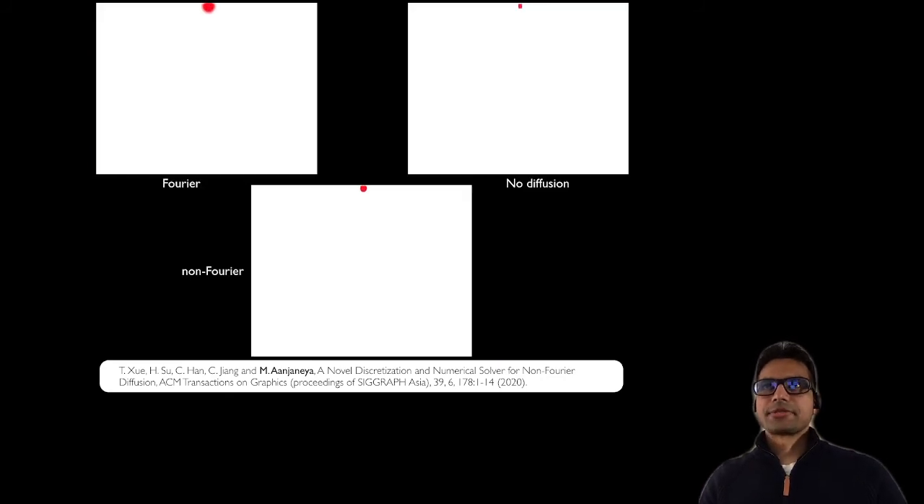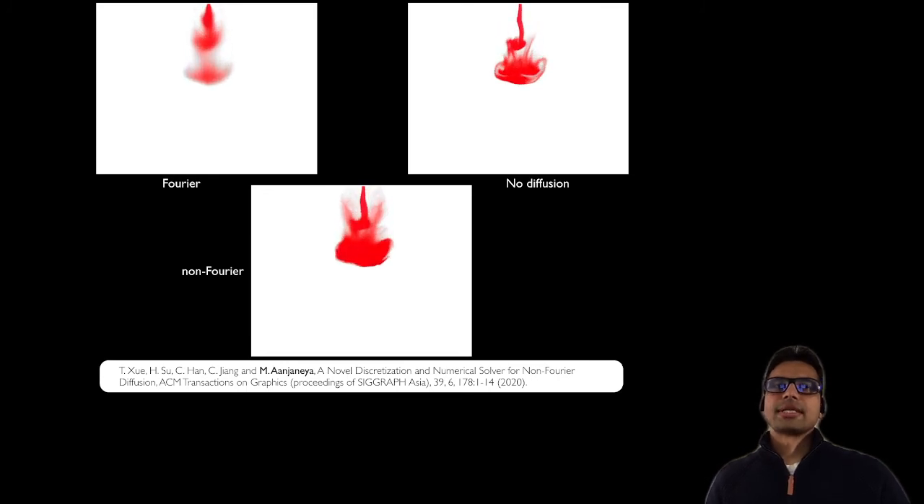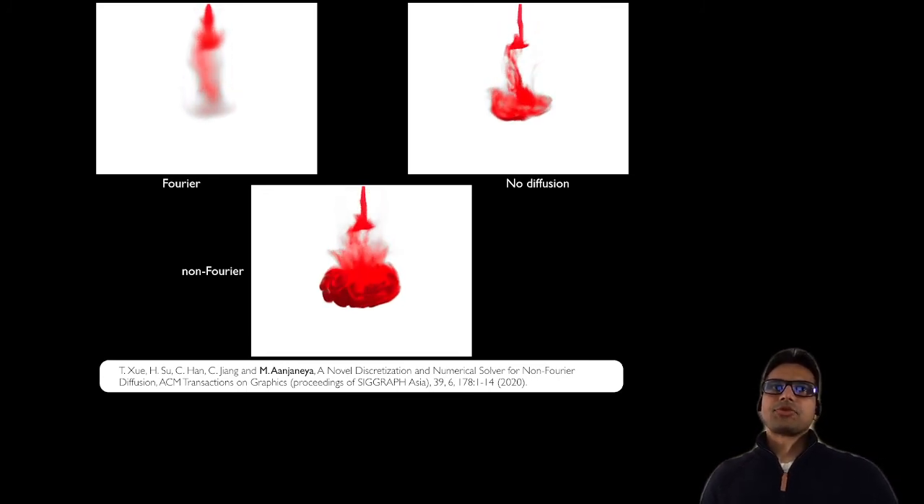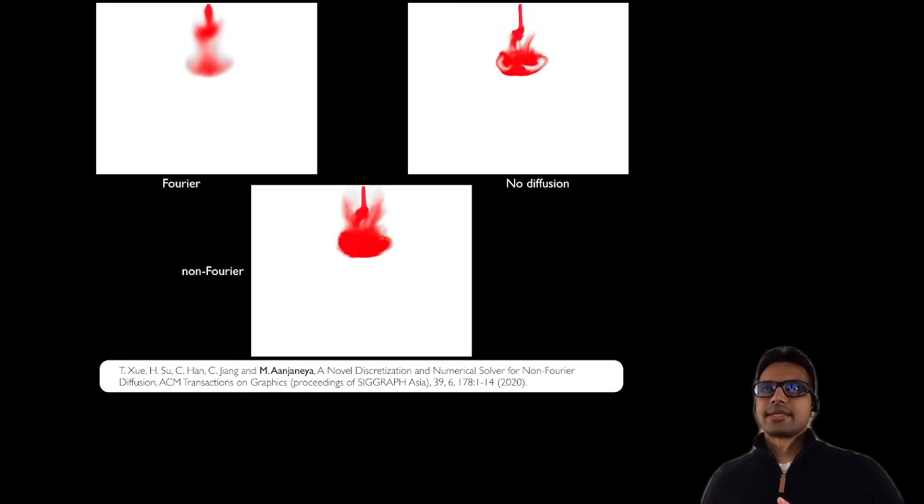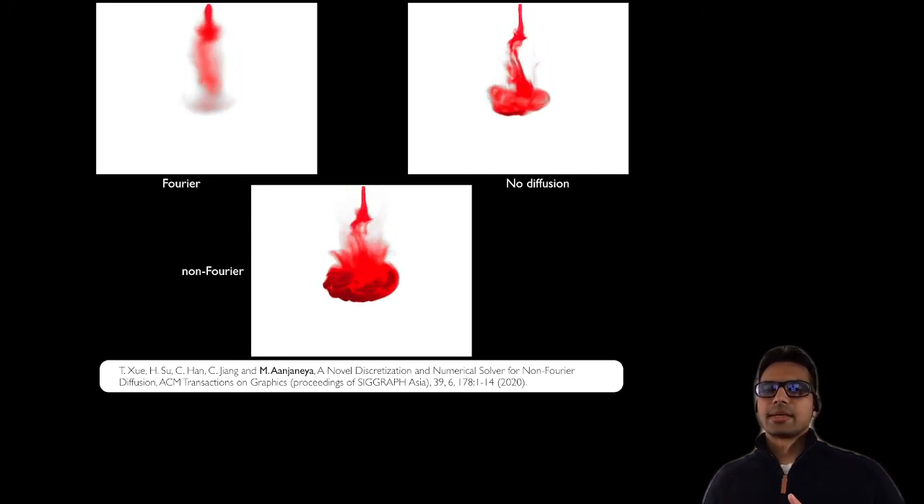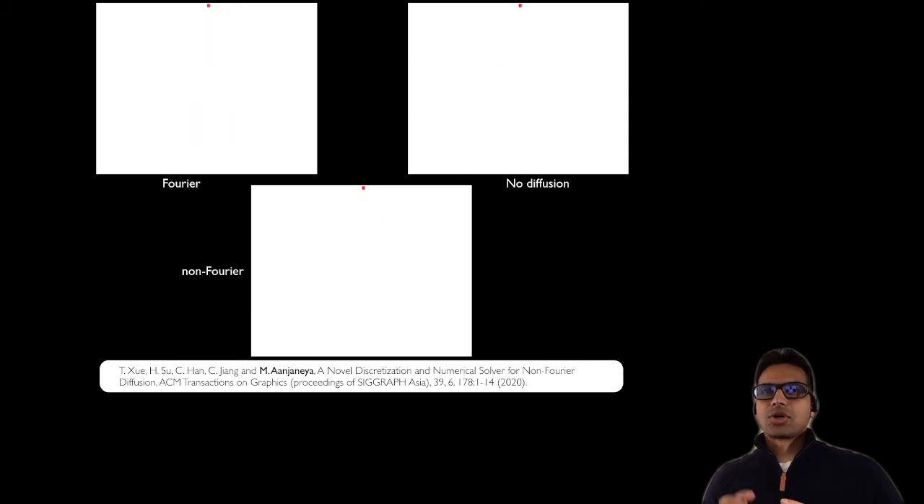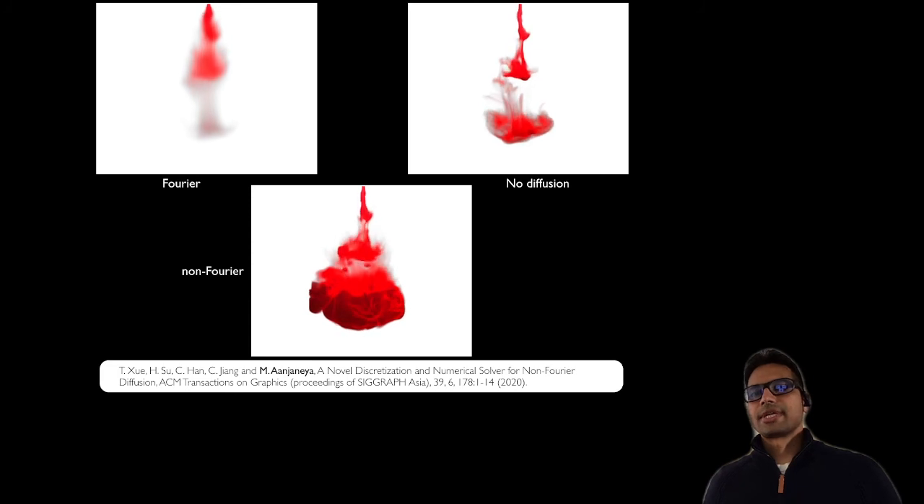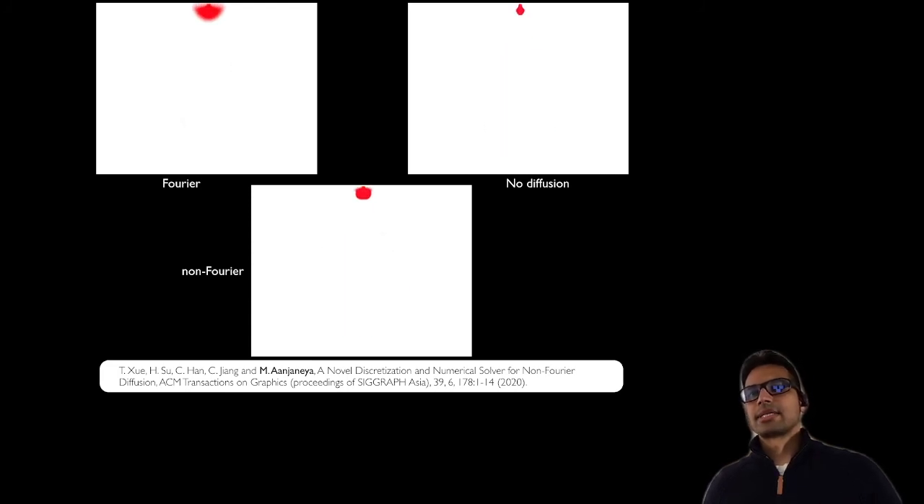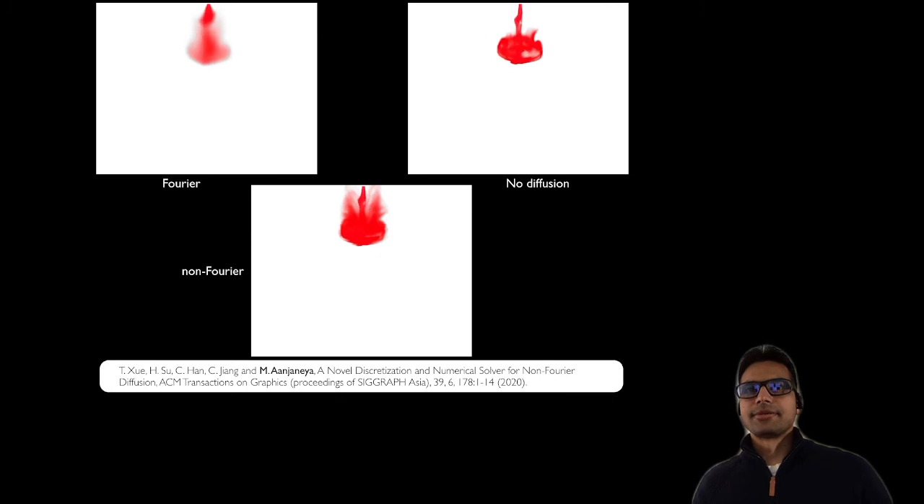Here are some other examples which provide non-intuitive behavior. So we are simulating ink diffusion in a fluid, and on the top left is Fourier-based diffusion, where we see a lot of dissipation due to an additional diffusion step. And on the top right is no diffusion, so just plain incompressible flow. And on the bottom, we see the effect of non-Fourier diffusion. So rather than dissipating visual details, it actually heightens them, which is very non-intuitive to how that will happen if you're adding an additional diffusion step.